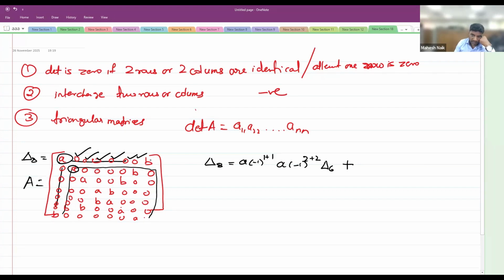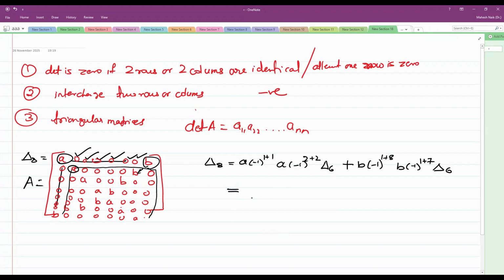So we'll be expanding with the help of b. The sign, minus 1 raised to the index: we are in which row? First row and 8th column, so 1 plus 8. Now we'll come to this element, because this is what will be surviving in this case. So it will be b times minus 1 raised to 2 plus 7, and again a smaller matrix would be multiplied, which is delta 6.